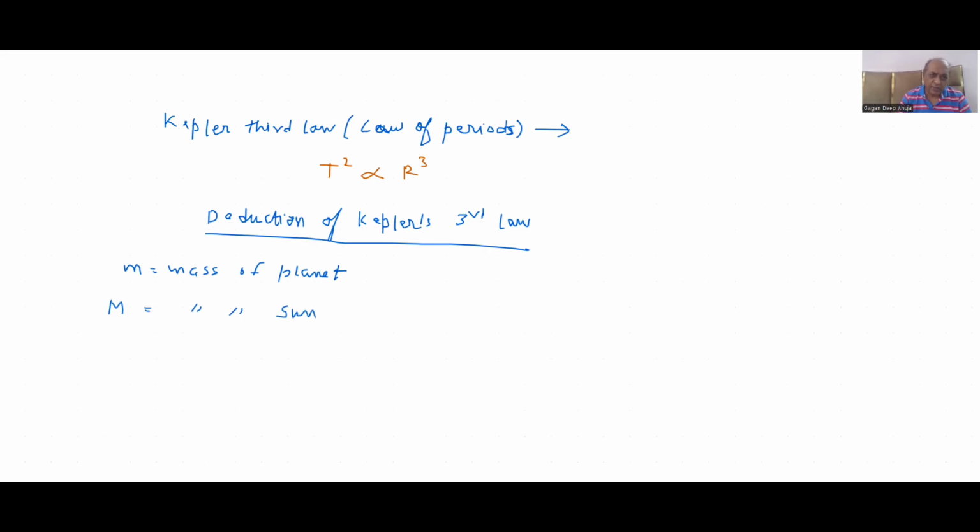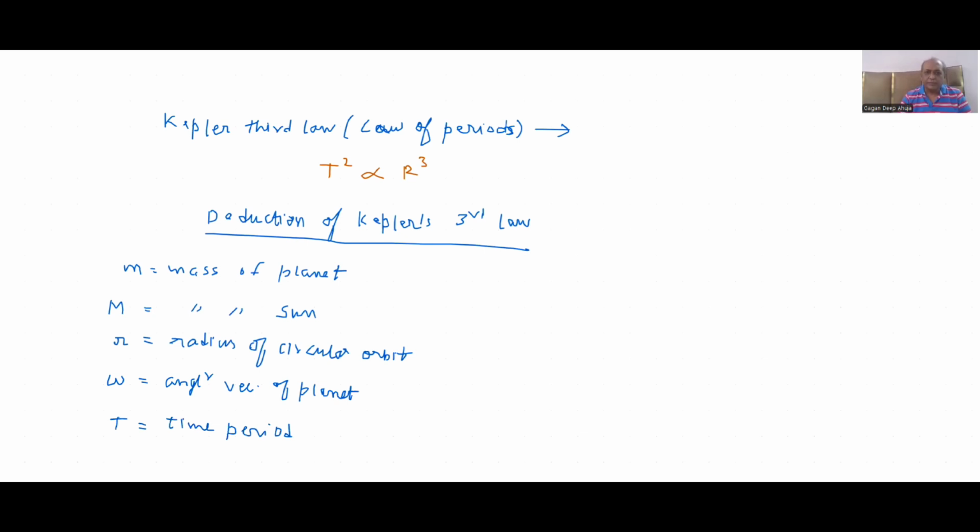So let small r represent the radius of the circular orbit in which the planet is revolving. It has some angular velocity. So omega represents the angular velocity of the planet, right? And let capital T represent the time period of revolution of the planet.